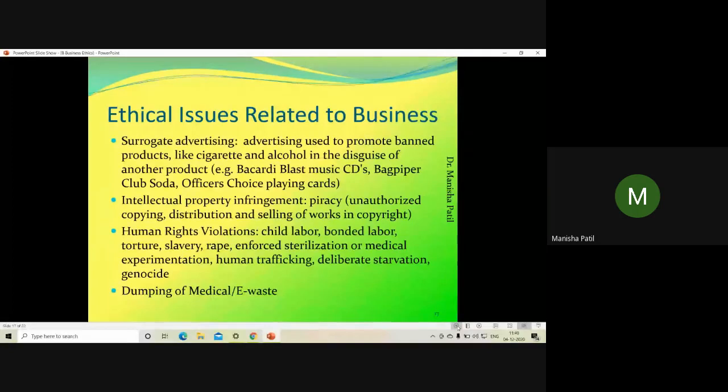And when we talk about e-waste, for example, when we discard a mobile or a computer, there are parts of the computer or mobile which are not biodegradable, and they cause a lot of pollution. They cause water pollution, soil pollution, and if you burn them, it causes air pollution. So these are the issues related to the waste products.